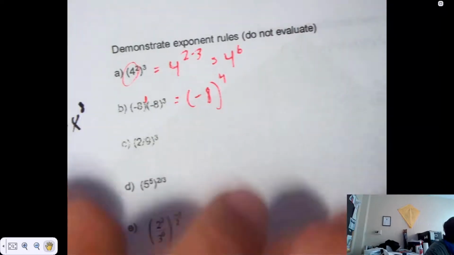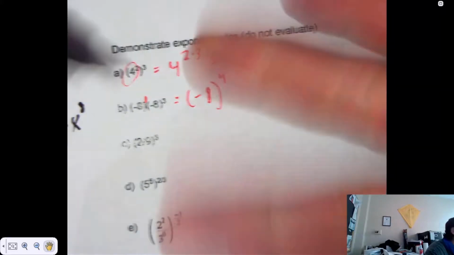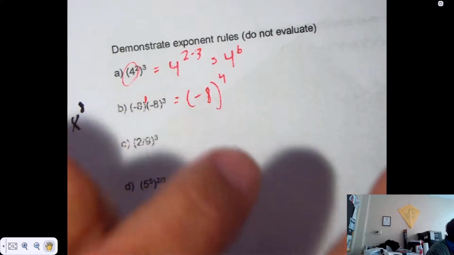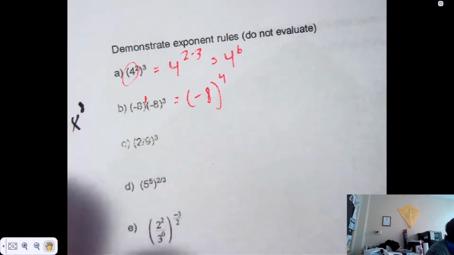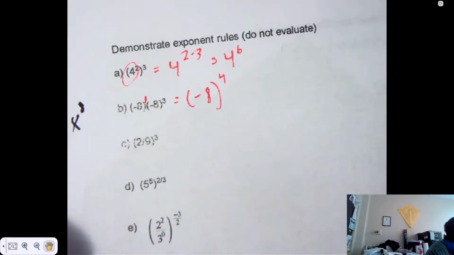I don't want you to figure out what the numbers are. I just want you to show that you know exponent rules. I mean, if somebody was asking you to do this, you would grab a TI-84, wouldn't you? This is about learning your exponent rules, not figuring out what's there.